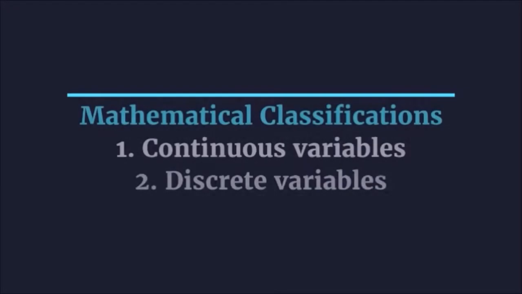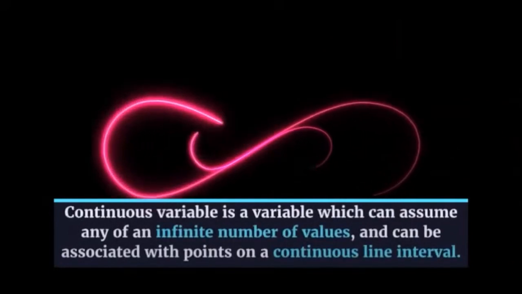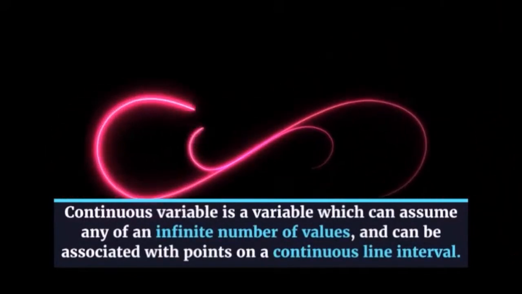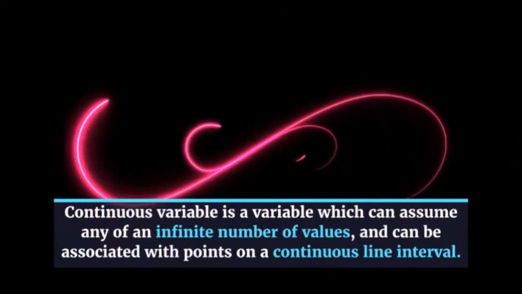The second classification of variables is the mathematical classification. Variables may also be classified in terms of the mathematical values they may take on within a given interval. First one is the continuous variable, which is a variable which can assume any of an infinite number of values and can be associated with points on a continuous line interval. Examples of this are height, weight, and volume.